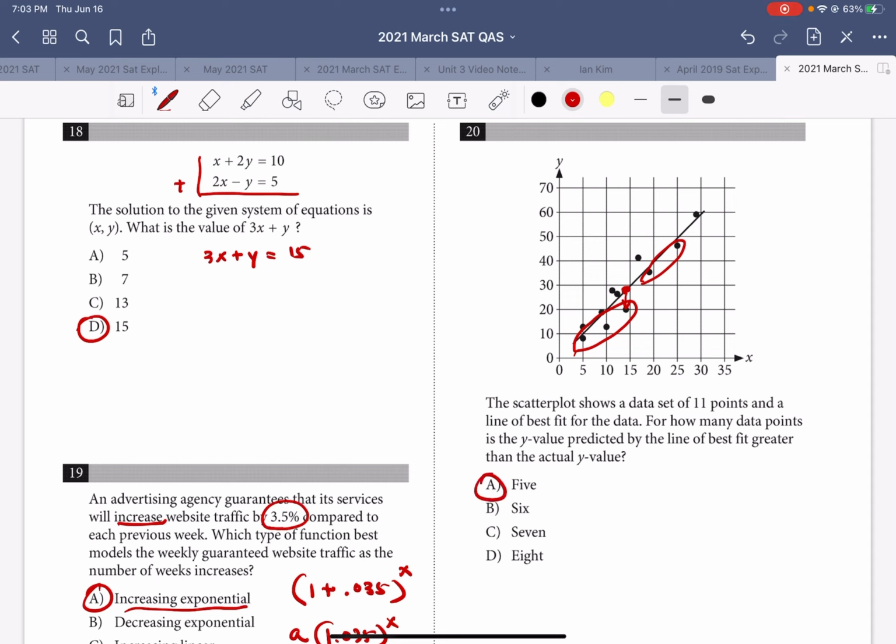So A is the answer. A lot of people confuse this and sometimes count the points above the line, but that is not right, because this one asks where the predicted line is greater than the actual one. So the points should actually be below that predicted line.